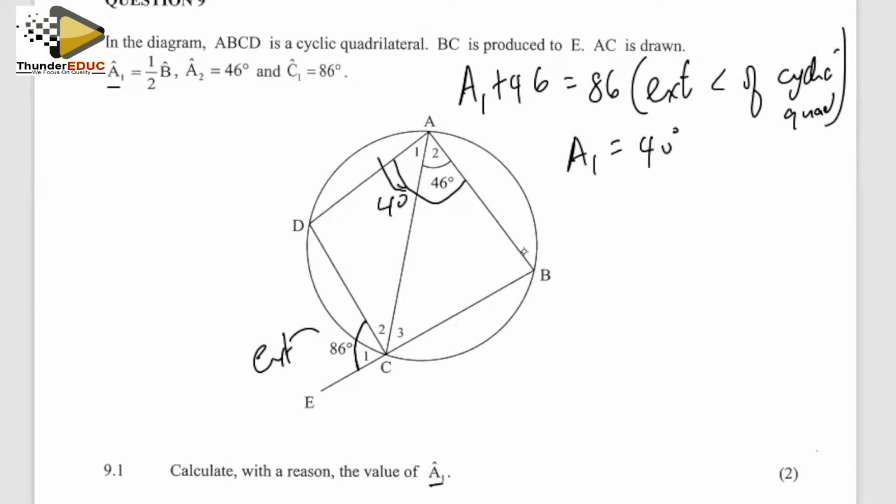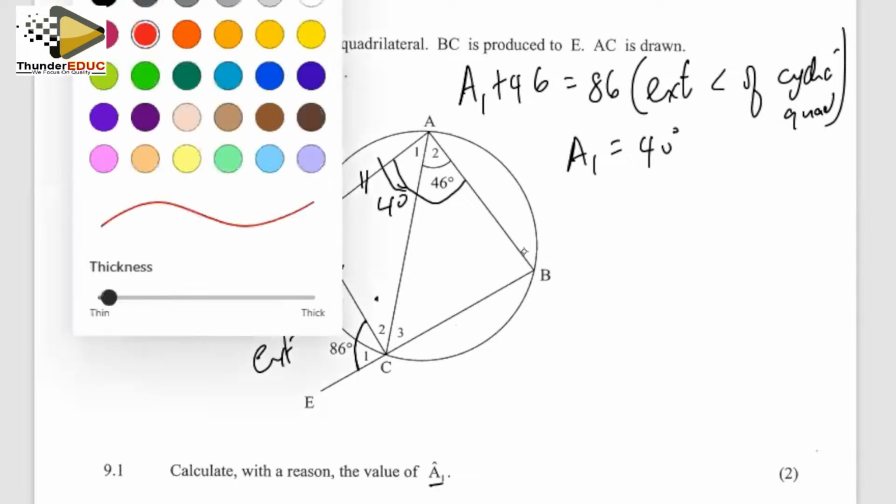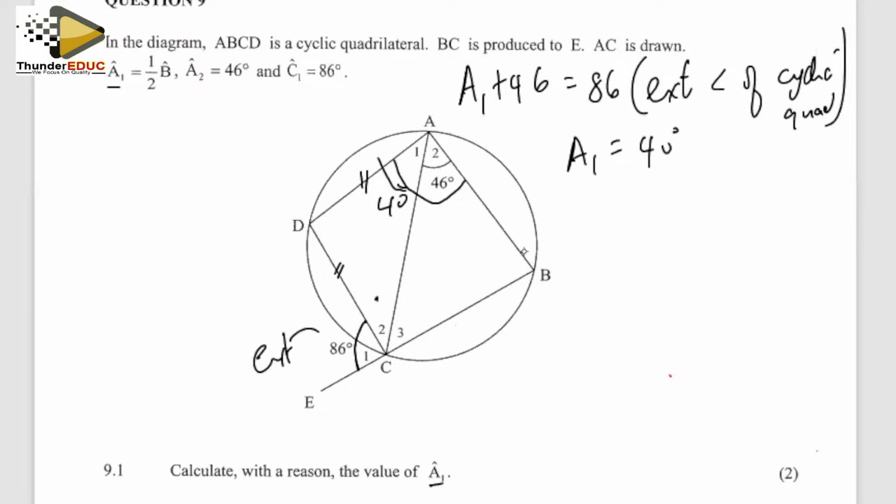All right. So if A1 is 40, they want us to prove that AD is the same as DC. For us to prove that, we just need to make sure that C2 is 40. That's the only thing we have to do. So what are we going to do? Let's use this.